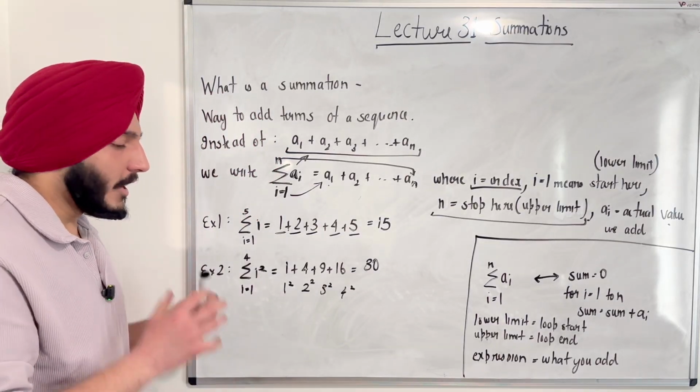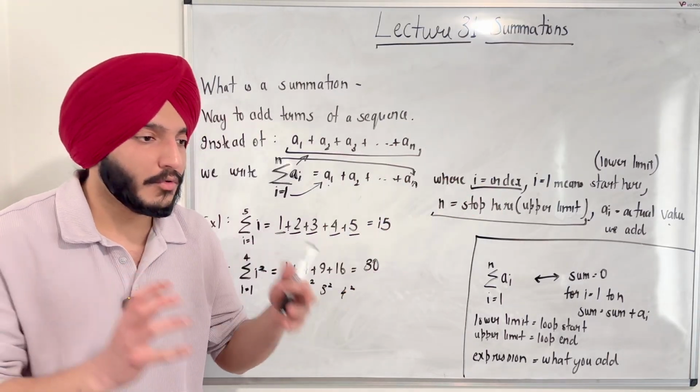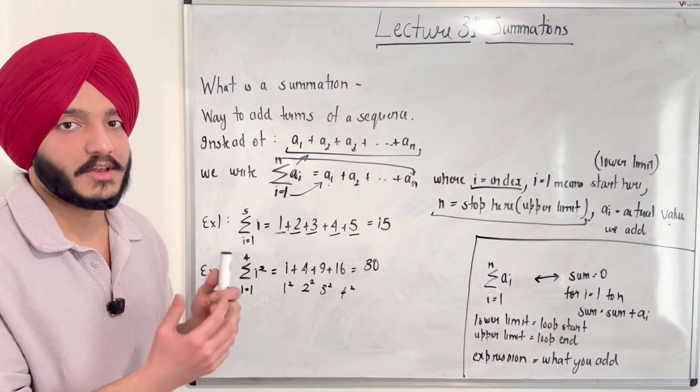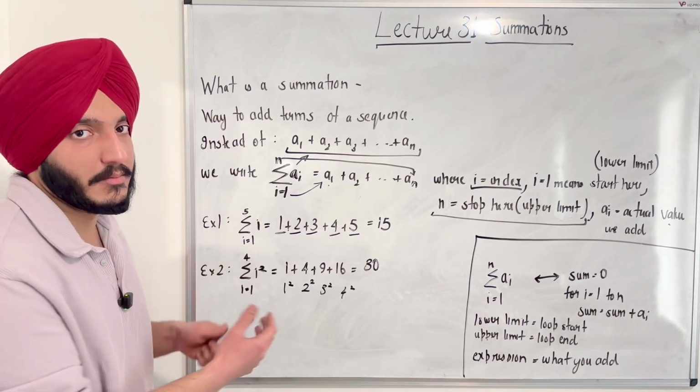So the entire point is that you don't want to have this huge representation of something when you could have a smaller expression to represent the adding up. And that's exactly where the summation symbol comes in.